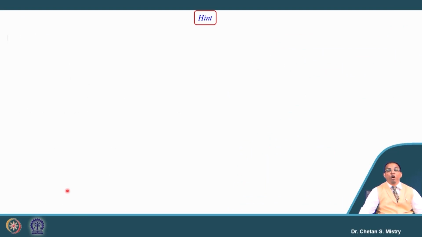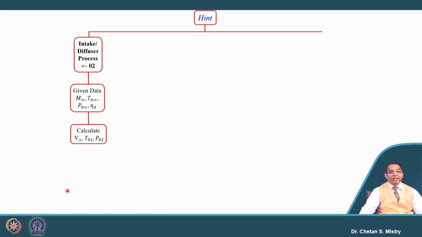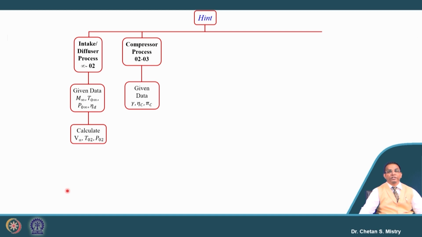We will be discussing how to solve this numerical. Initially we have our intake, and for this intake the flying Mach number, temperature, pressure and diffuser efficiency are given. We can calculate the exit temperature and exit pressure from the intake. Our next process is the compression process. For this, the compressor efficiency, pressure ratio and gamma value are given, so we can calculate the total temperature and total pressure at the exit of our compressor.